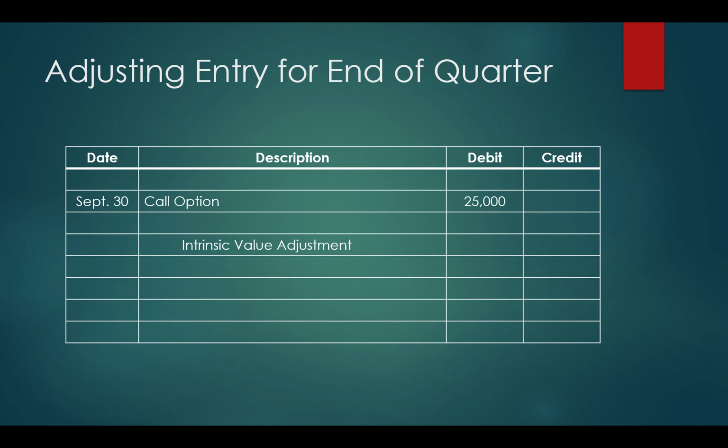To adjust the value of the call option, we need to increase its value due to the increase in the intrinsic value. To do this, we debit the call option account for $25,000. Since debits must equal credits, we credit an unrealized holding gains or loss income account. If the share price had been less than the strike price of $100, say for example $90, this entry would not be made because the intrinsic value cannot be negative and we wouldn't enter in a zero entry.